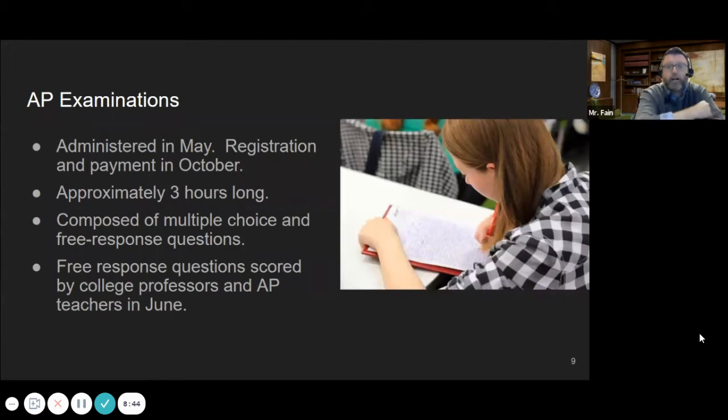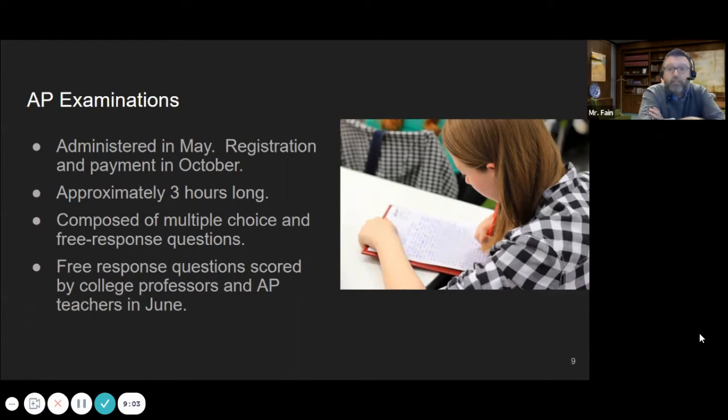So these tests I talked about, you're going to be asked to register and pay for them in October of your freshman year. This year is a little different with COVID. Students aren't paying until February, but normally it's an October payment for a test in May. That's your commitment to work hard for the money your parents are spending.